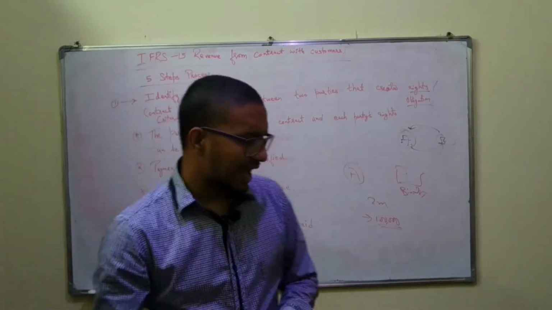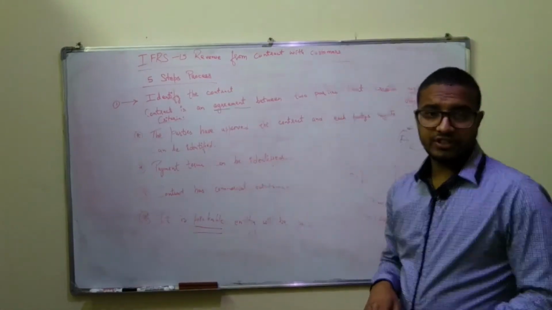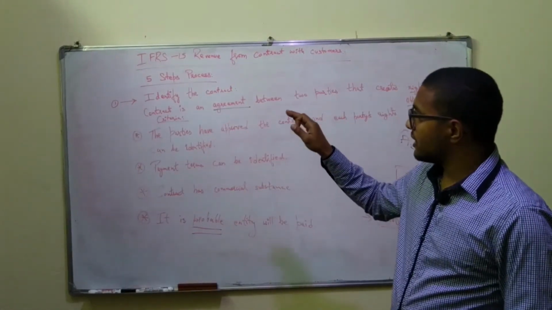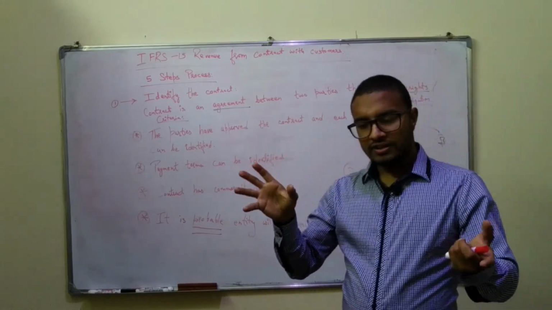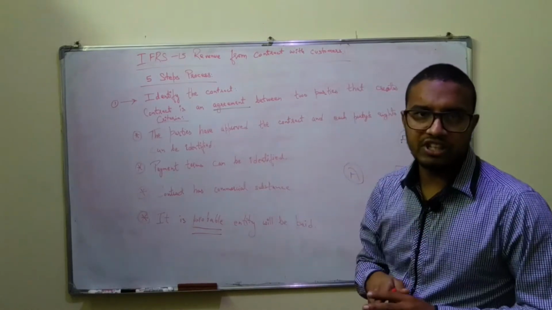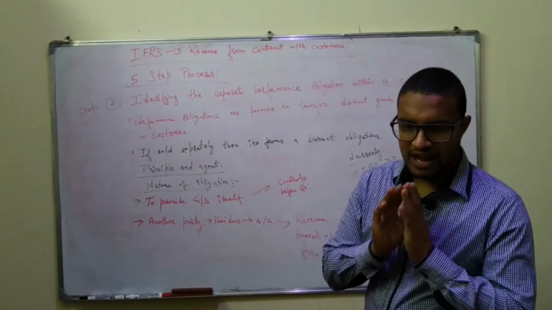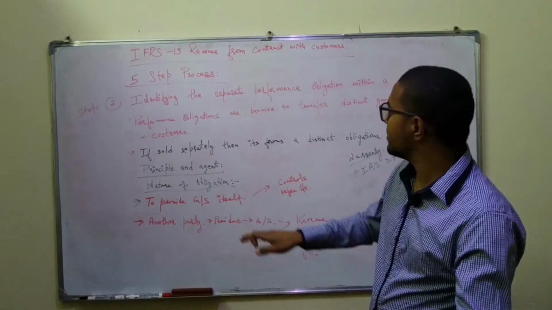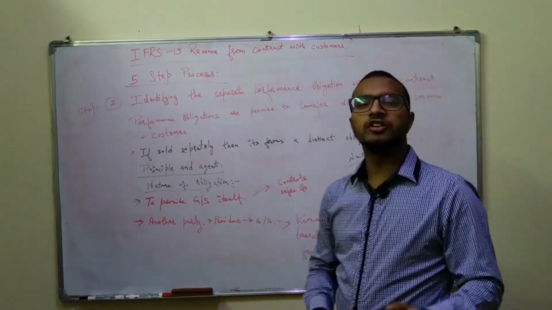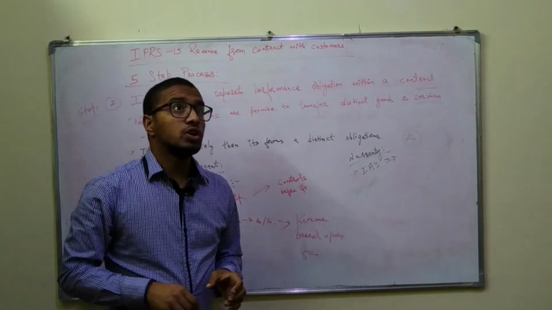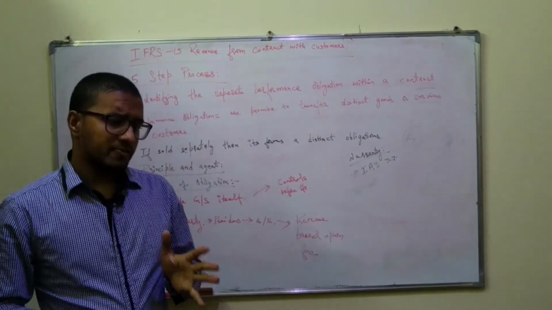So let's look at number 2, the process. We have identified the contract. So let's identify what the performance obligation is within the contract. The second step in this 5-step model is to identify the separate performance obligations within the contract. So what could be a separate performance obligation?